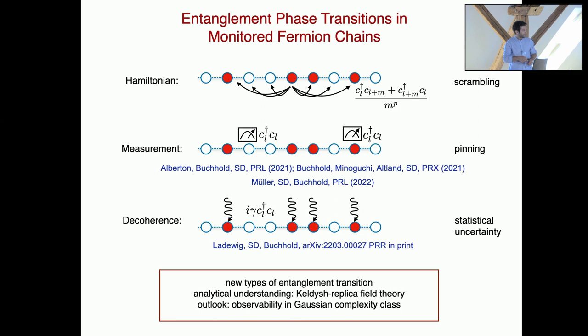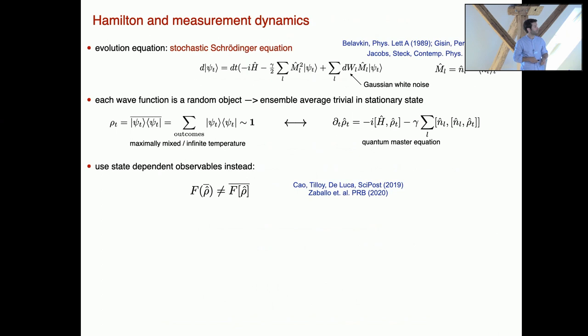I would like to report on the kinds of entanglement transitions that are available in this framework. I'll also tell you how one can look at these problems from an analytical point of view. And as an outlook, I would like to touch on some preliminary work on actually observing these transitions and making them visible.